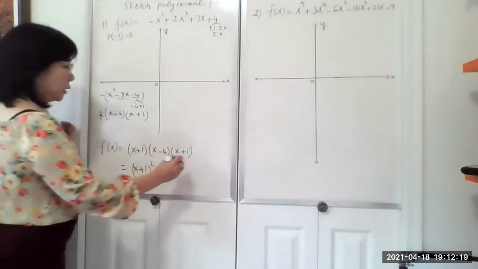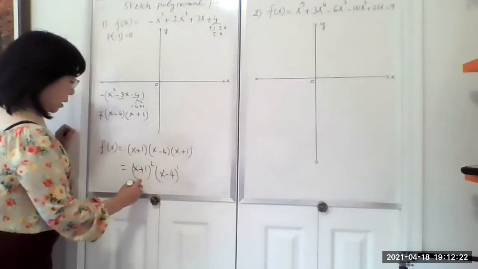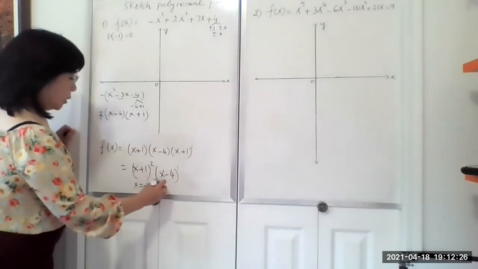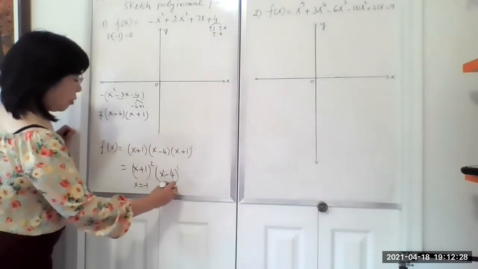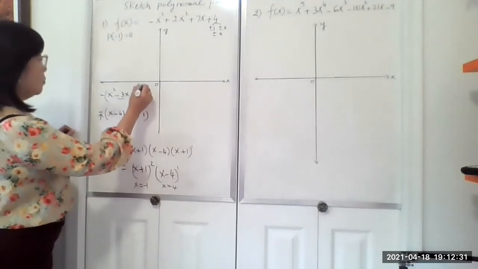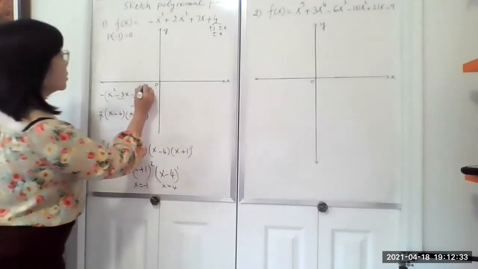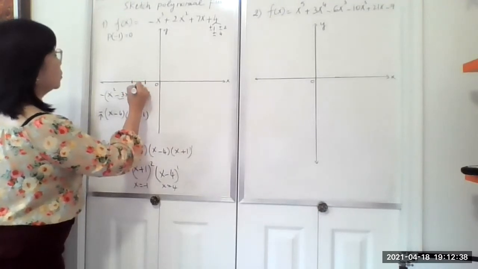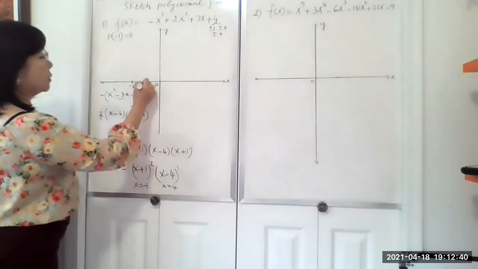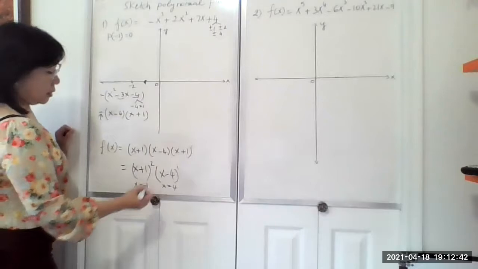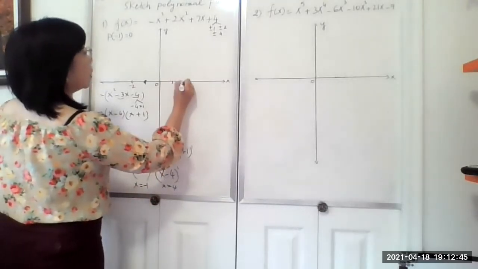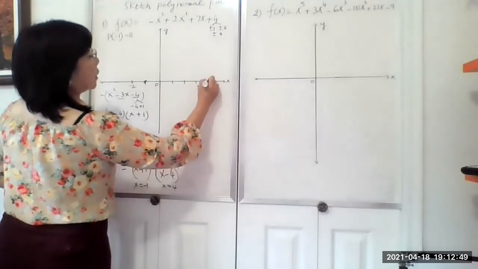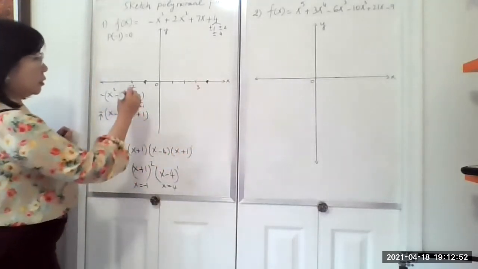And we know our x-intercepts will be x equal minus 1, and here is x equal 4. So our x-intercept will be x equal minus 1 somewhere here. Let's say this is minus 2, so minus 1 is our x-intercept, and another one is x equal 4. So 1, 2, 3, 4. So our x-intercept is 4.